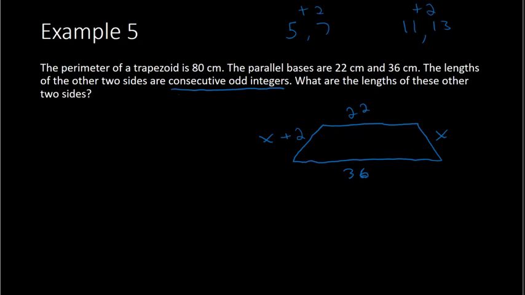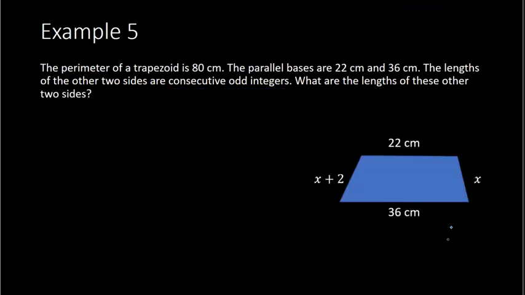So that is my picture, and we see that drawn a little more nicely right here. Now it says the perimeter is 80 centimeters. Perimeter, by definition, is the distance all the way around the shape. So that means if I add all these together, the 22 plus 36 plus x plus x plus 2, that total would be 80. So from here I can solve.